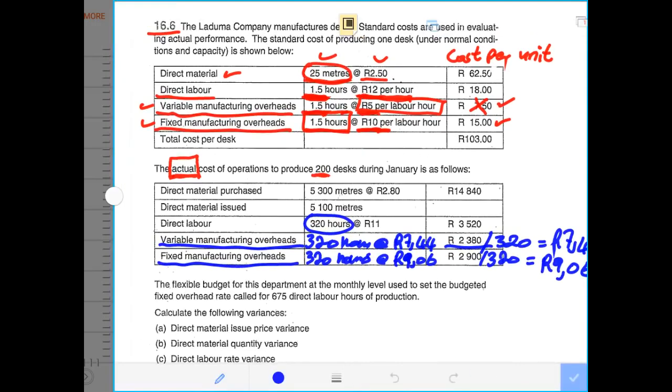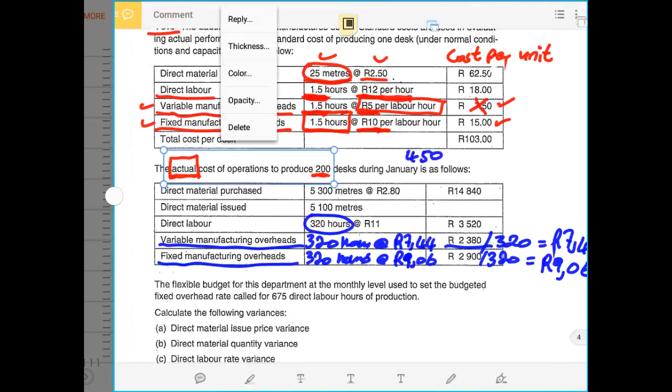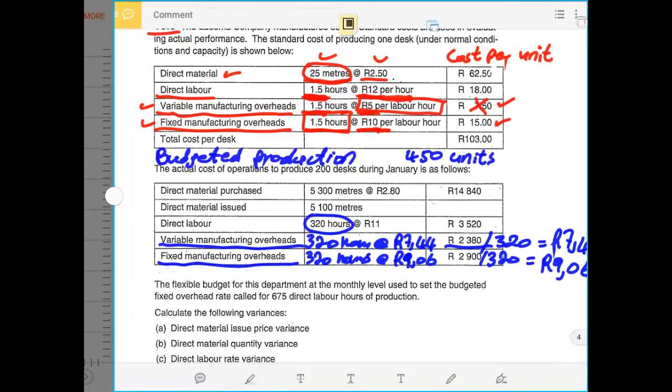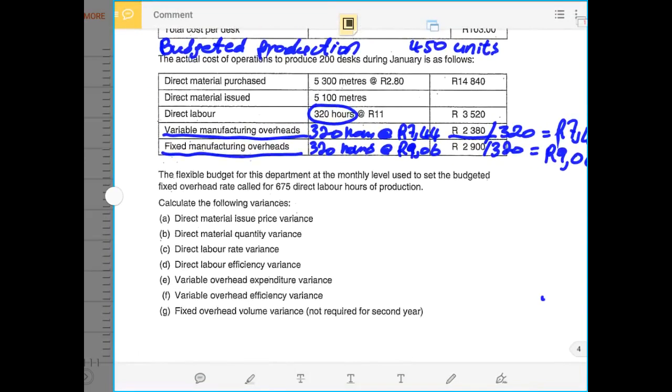450 budgeted production. I just want to write it to make sure that it is somewhere in my workings. Our budgeted production is 450 units. So now we do have everything in our workings.